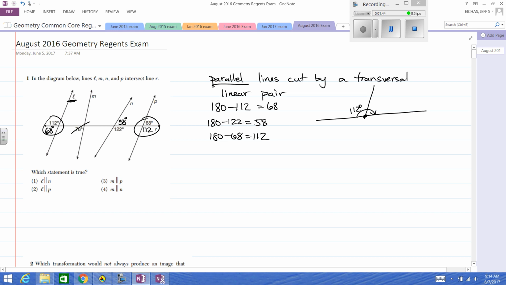Okay, yeah, we can use alternate exterior angles. When those are equal, the lines are parallel. So it's lines L and P that are the parallel ones, and that's the true statement. That's what we're looking for on number one.